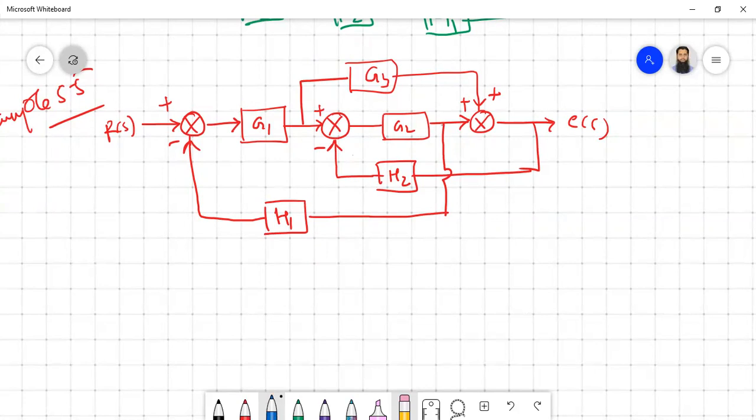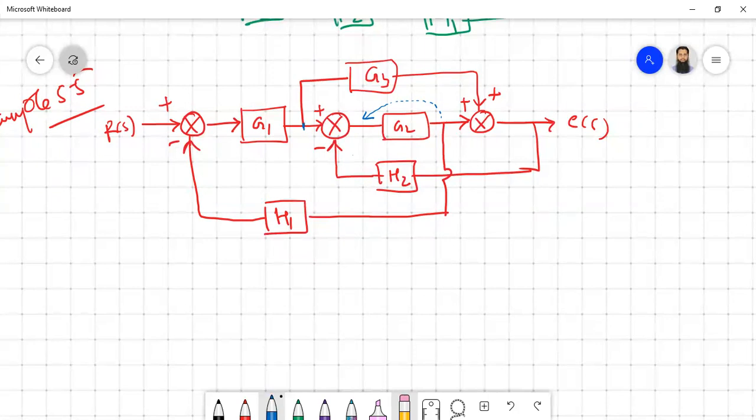So this branch is creating trouble. So let us try to bring it here, but in steps. So we have to eventually bring it here, but we have to do it in steps, so that the transfer function doesn't change that much. Okay, so the first step is we'll try to shift it to here. Then in the second step, we'll try to bring it here.